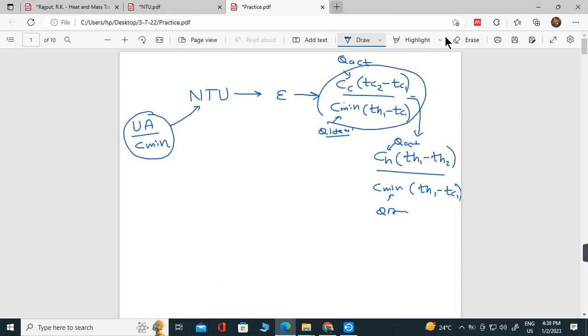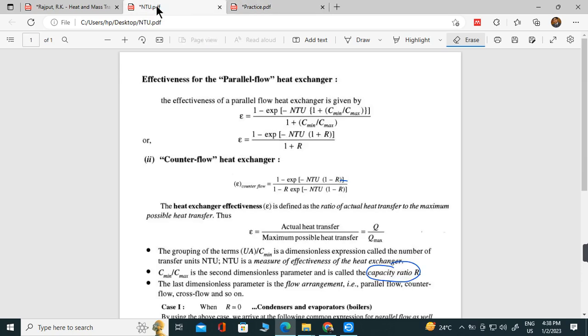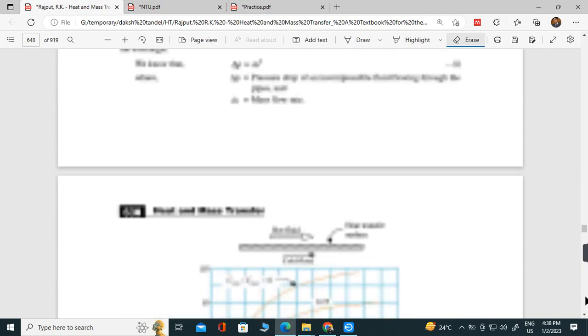So I hope you understood the procedure. Now we will go directly to an example so you can easily understand it. One example is enough; if I explain one example, that will be enough to understand this. So here we are taking example number 10.36.